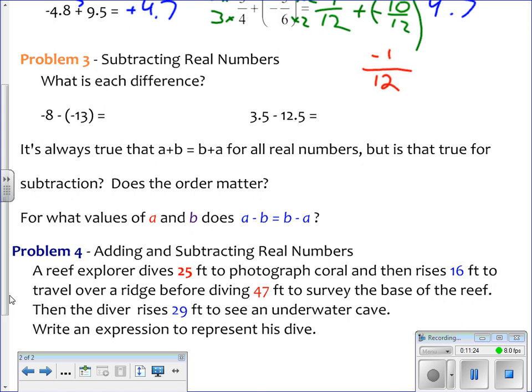Subtraction. I don't like to do subtraction. I'd rather do addition. Change your subtraction to addition. Change your subtraction to addition, and what do you do? You change the sign of the number following. You always change two things when you change your subtraction to addition.